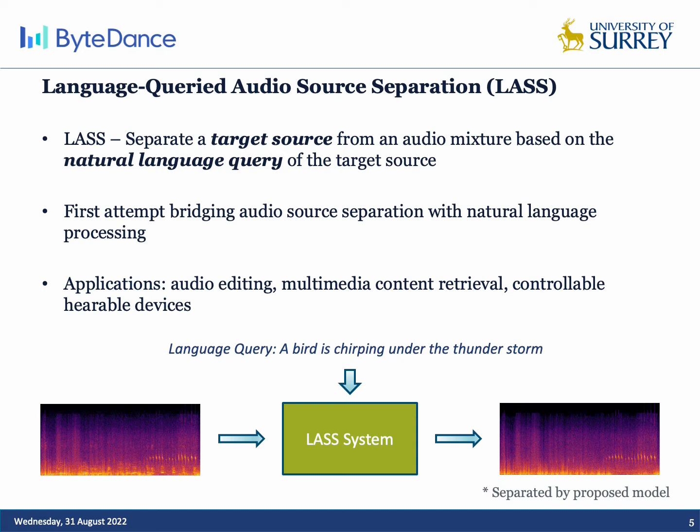Such a system could be very useful in many applications, such as automatic audio editing, multimedia content retrieval, and controllable hearable devices. Let's listen to this example. Here is the input audio mixture. If you want to separate the sound sources of a bird chirping and the thunder, you can send the language query as the input, which is: a bird is chirping under the thunderstorm. And here is the separated output obtained by our proposed model. As you listen, we only extract the sound we want and the barking dog in the background is removed.